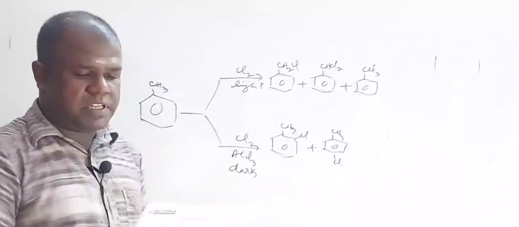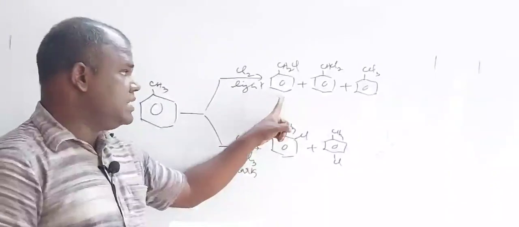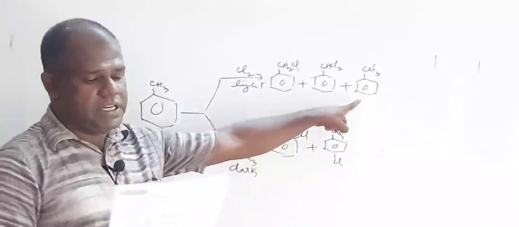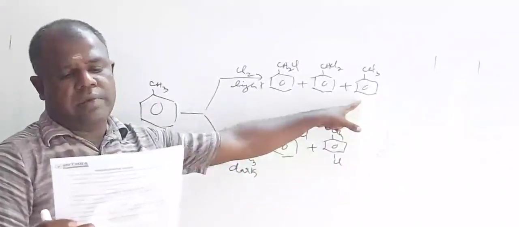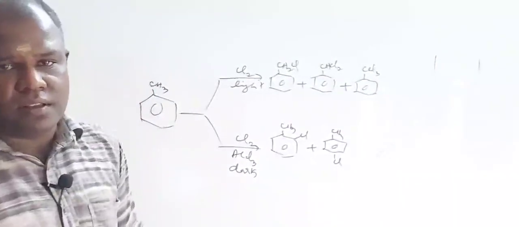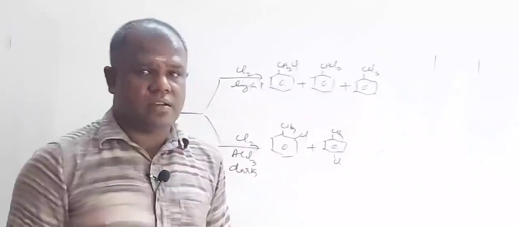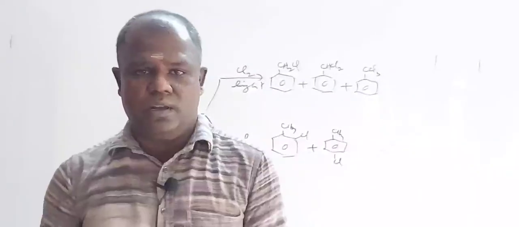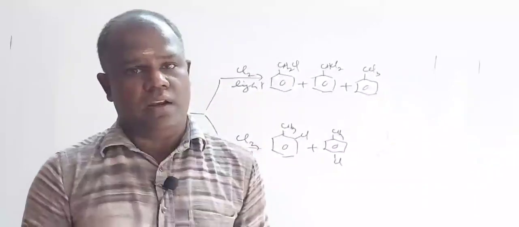Here the condition is chlorine in the presence of sunlight, so it predominantly produces benzyl chloride, then benzal chloride, and benzotrichloride. Benzyl chloride, the second option, is there. Got the idea? Benzoyl chloride is another compound: C6H5COCl is called benzoyl chloride. It is benzyl, not benzoyl, okay.